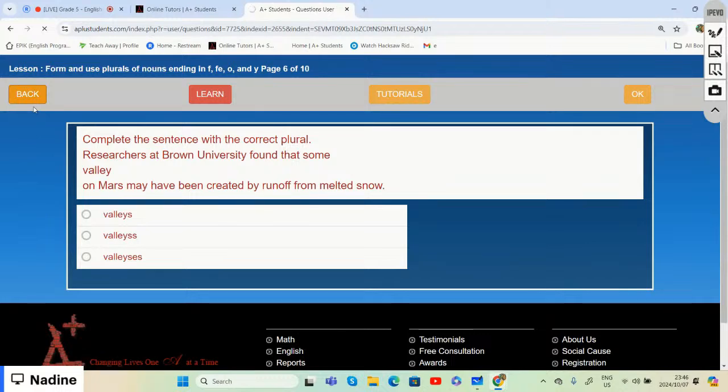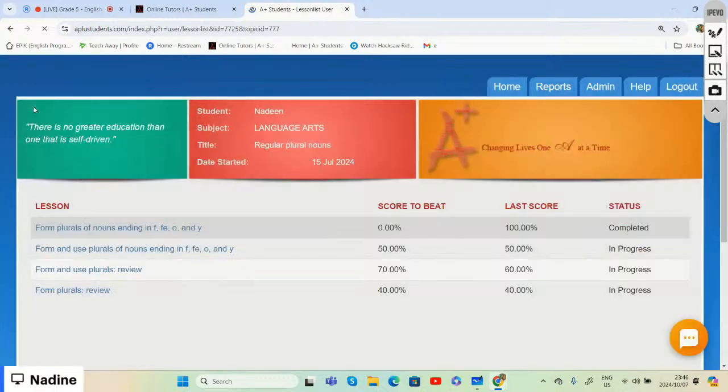All right, so this is now the end of our lesson on regular plural nouns. We had to form and use plural nouns that end in F, E, O, and Y, and we said that we need to follow specific rules to show that there is more than one of either the person, place, animal, or thing.